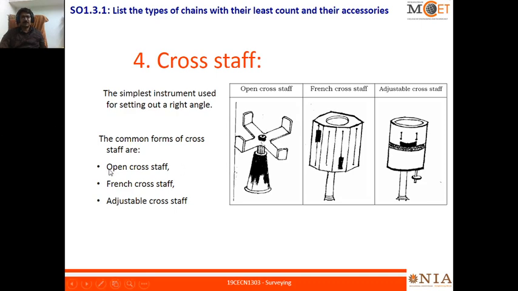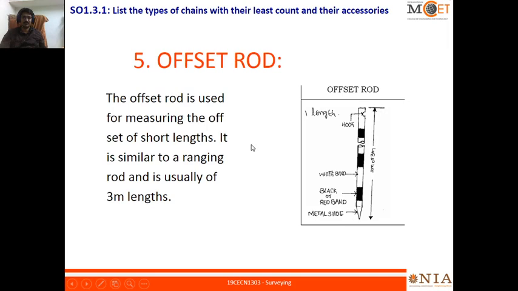With respect to this, we can set out a right angle. If you are able to see through this straight line and this straight line, it is exactly 90 degrees. So I can fix the corner of a plot or whatever in a proper rectangle, so that I can make the perpendicular. For that the cross staff is used.